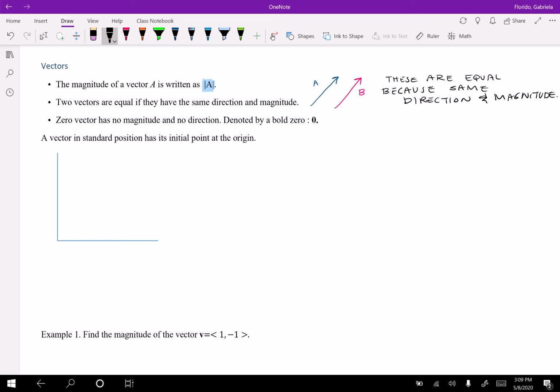We also have something that's called the zero vector. The zero vector has no magnitude and no direction, and it's denoted by a bold zero. Sometimes vectors have this little line on the top as well, this little arrow on top.